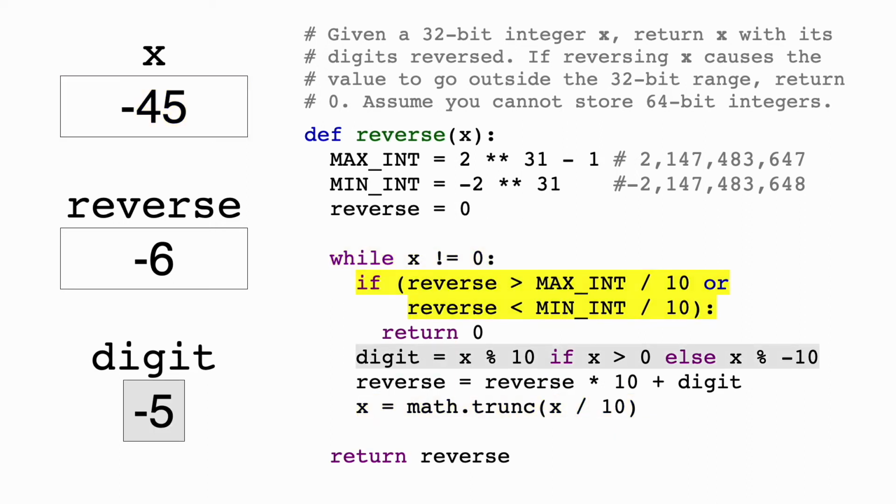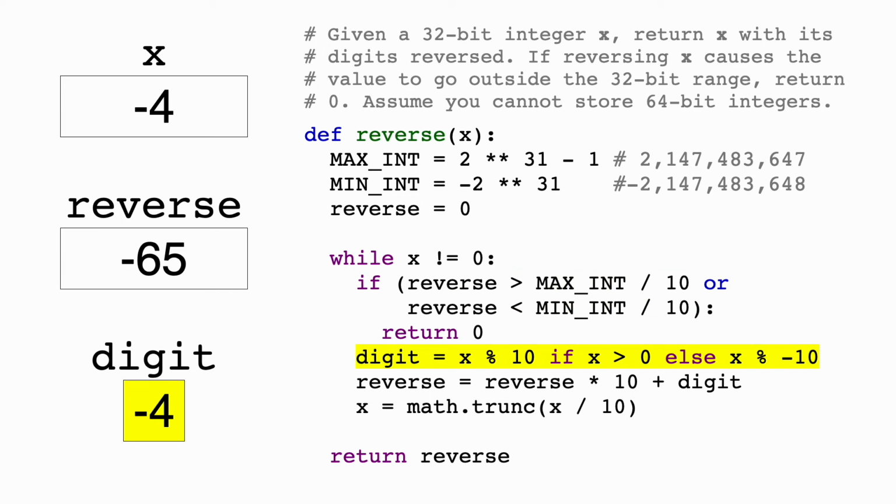So next, negative 45 mod negative 10 is negative 5. Then, negative 6 times 10 is negative 60, and negative 60 plus negative 5 is negative 65. Then, negative 45 divided by 10 is negative 4.5, and then truncated is negative 4. And it's the same thing for the last iteration.